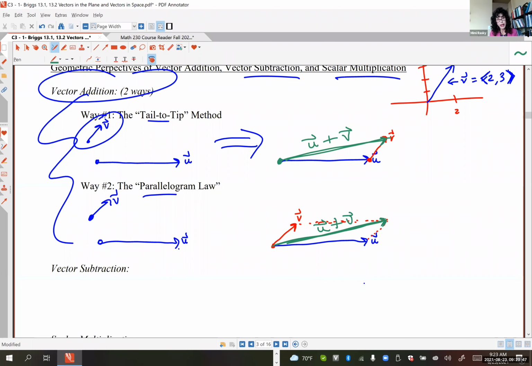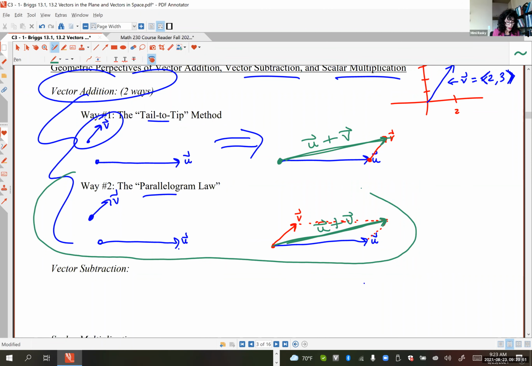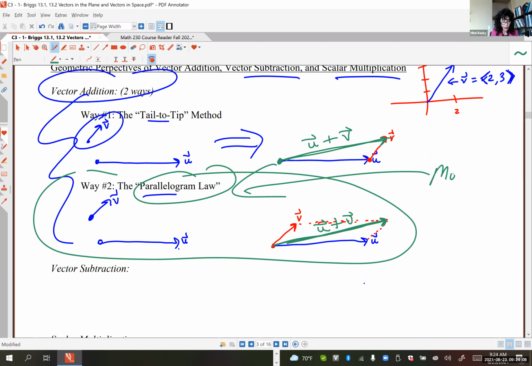Which way is better? They're both fine, but I just want to tell you, if you do take a vector calculus class, which comes after this one, and we don't offer it here, you'd have to go to San Diego State and take Math 532, and I think you'd take Math 2D, D as in dog, and that'll be vector calculus. They'll most likely talk about the parallelogram law. That's the most commonly referred to when you're adding vectors together. Just so you know, that's what it looks like visually.